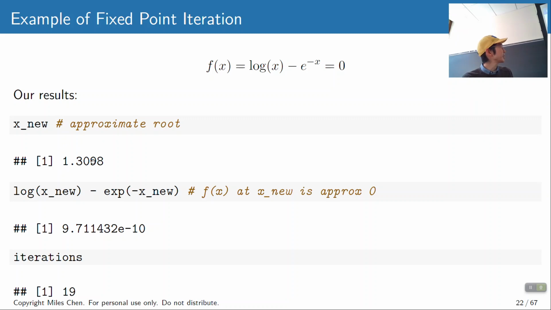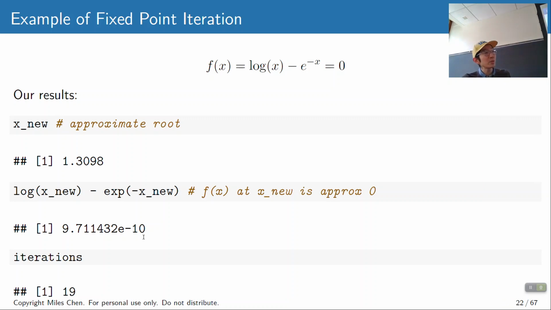I say, all right, what's my solution? My approximate root is 1.3098, and we say, okay, does that give me a good answer? We plug in 1.3098 into log of x minus e to the negative x. So log of this value minus e to this value. Yeah, I get 9.7 times 10 to the negative 10. So something on the order of 10 to the negative 10.